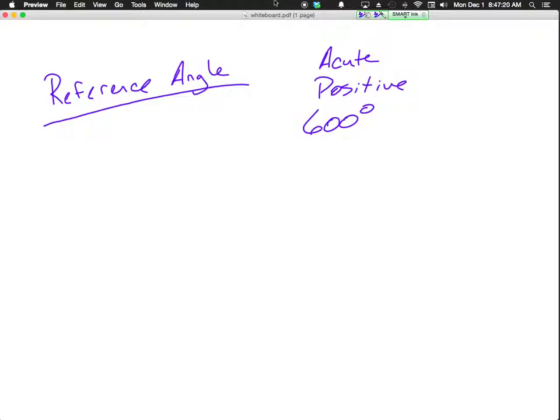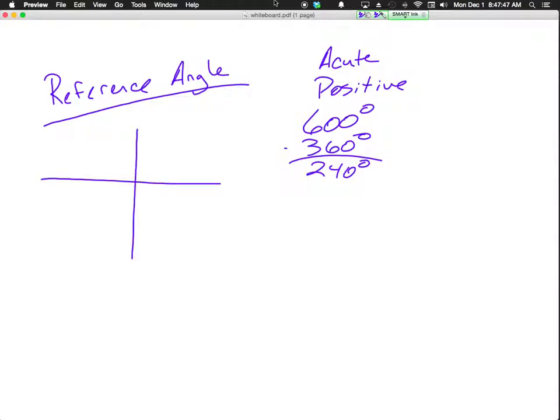Subtract 360. So the first thing you want to make sure of is that the angle you're going to find a reference angle for needs to be between 0 and 360 to begin with. So if I subtract, that ends up giving me an angle of 240 degrees. So now I should know where 600 is at. Where is 600 at? It's in quadrant 3.